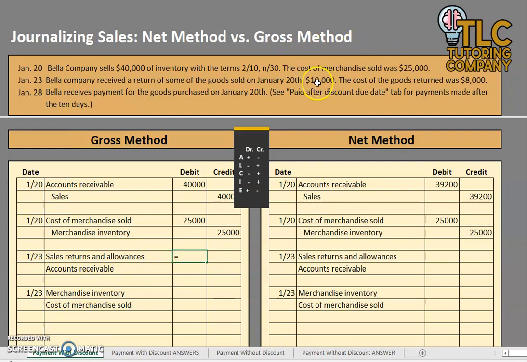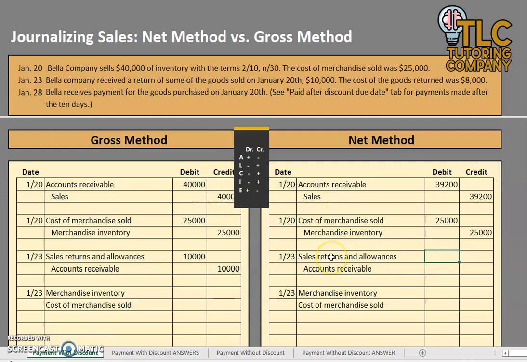Now for the amount of the return, it was $10,000. In our case, if we're using the gross method, no adjustment has to be made because the amount of the sale was initially reported at gross. So we are going to record the return at gross as well.